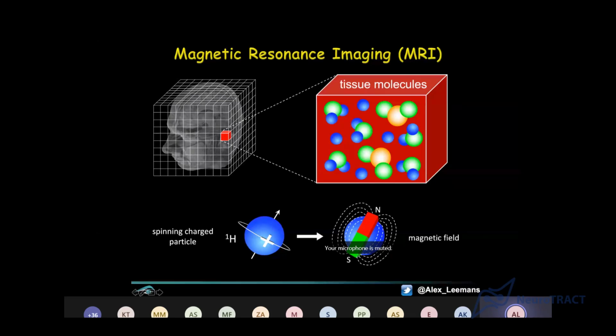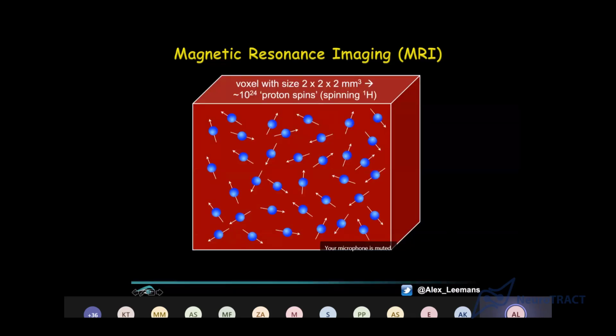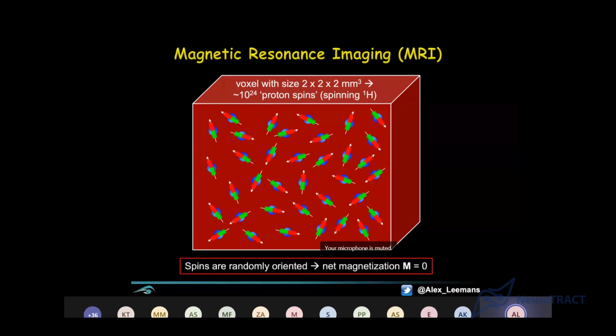And this spin, think of it like a little magnet bar. All these proton spins are basically oriented randomly, causing the net magnetization to be 0. This is in any tissue where you have all these spinning protons. And there are many, right? It's like the number of Avogadro, so like 10 to the 24. There's a lot of them.